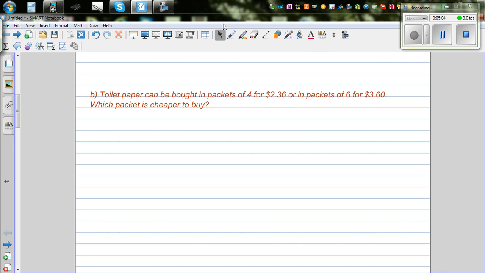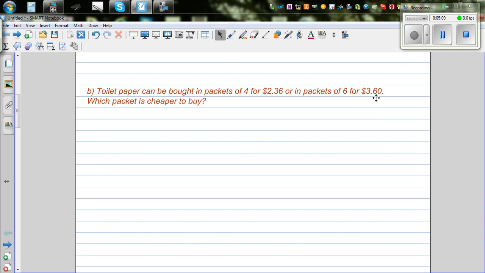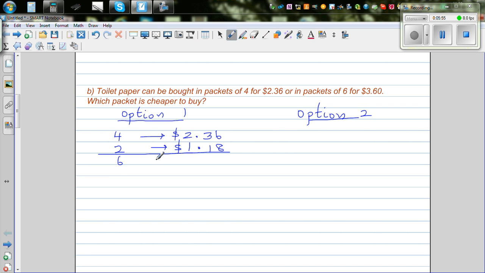Toilet papers can be bought in packets of 4 for $2.36 or in packets of 6 for $3.60. Which packet is cheaper? First I would like to do it without a calculator. So let's take option one and option two. Option one says you get four for $2.36. So you can get two for half of this. Half of two is $1, and half of 36 cents is 18 cents. So for six, you can get four plus two, adding it: $3.54.